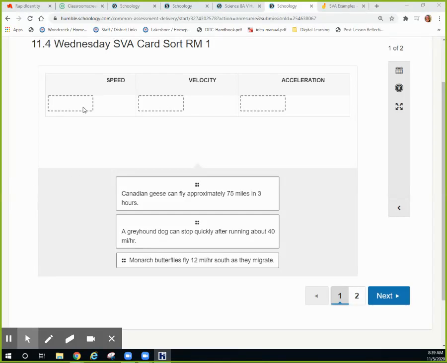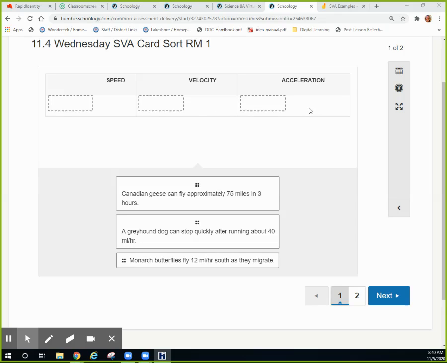Okay, so with this speed, velocity, acceleration card sort, what this is asking you to do is drag and drop these examples to the correct term. So we have speed, which is distance divided by time. So you're only going to have a distance and you're only going to have a time. Velocity will include distance, time, and direction. So you need three things for velocity.